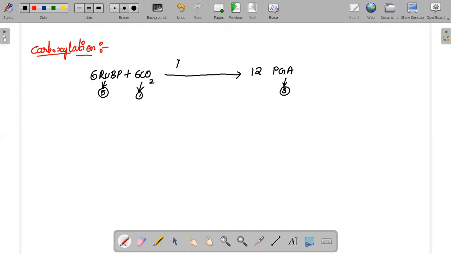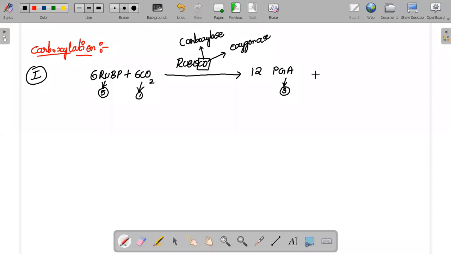And what is the enzyme which is mediating this reaction? That is called the Rubisco enzyme, ribulose 1,5-bisphosphate carboxylase. The CO is important here. C stands for carboxylase, and O stands for oxygenase. This is your first step, the carboxylation.